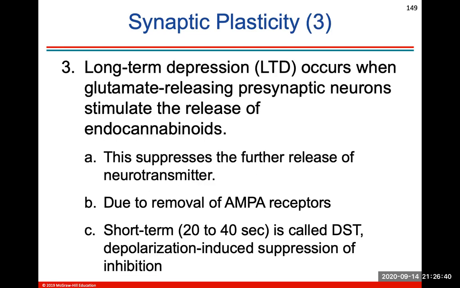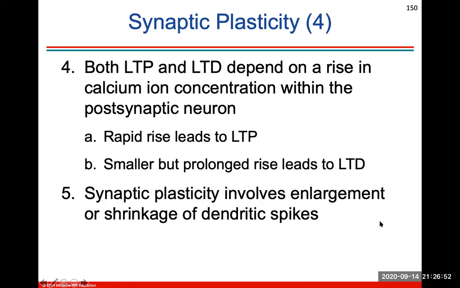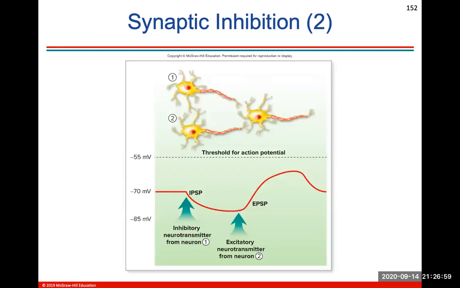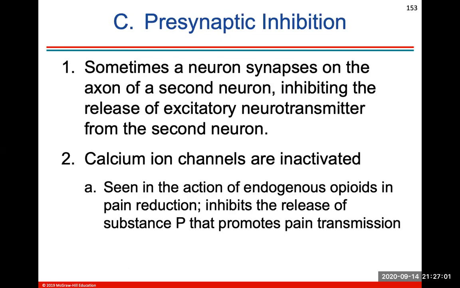Long-term depression occurs when glutamate-releasing presynaptic neurons stimulate the release of these endocannabinoids, and this suppresses the further release of the neurotransmitter. I'll let you guys read through this. Synaptic inhibition, more synaptic inhibition, presynaptic inhibition, again showing where it could be inhibited.